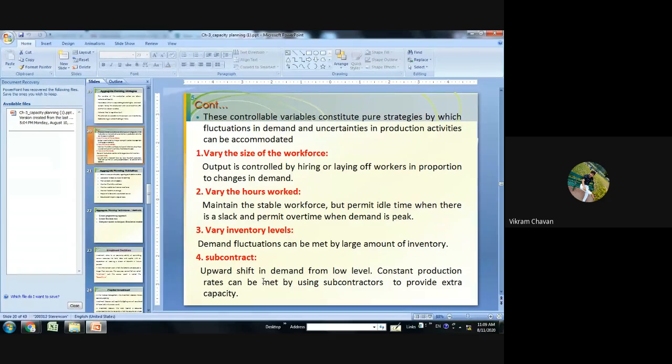To accommodate the fluctuating load, first one is to vary the size of the workforce. Second one is to vary the hours of working, then vary the inventory level and vary the subcontracting. All these variables are considered to be controllable variables. So the company can accommodate the fluctuation in demand and the uncertainties during the production activity. Everybody getting this point? Aggregate planning.